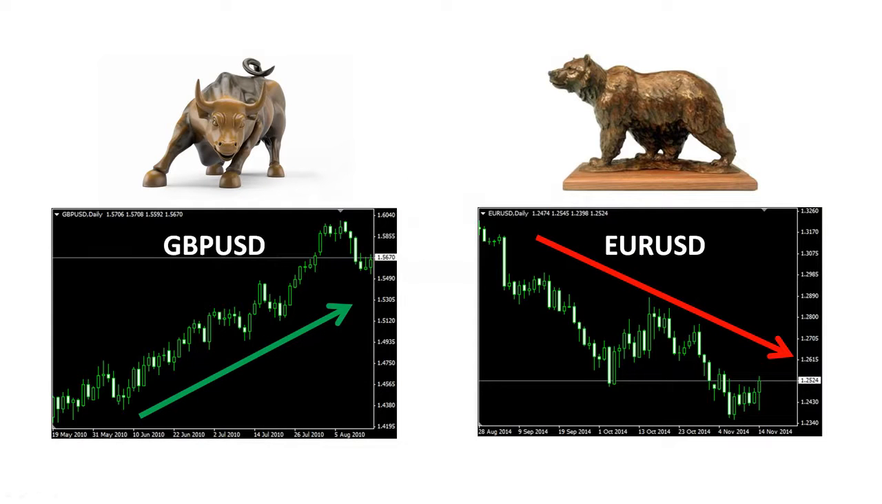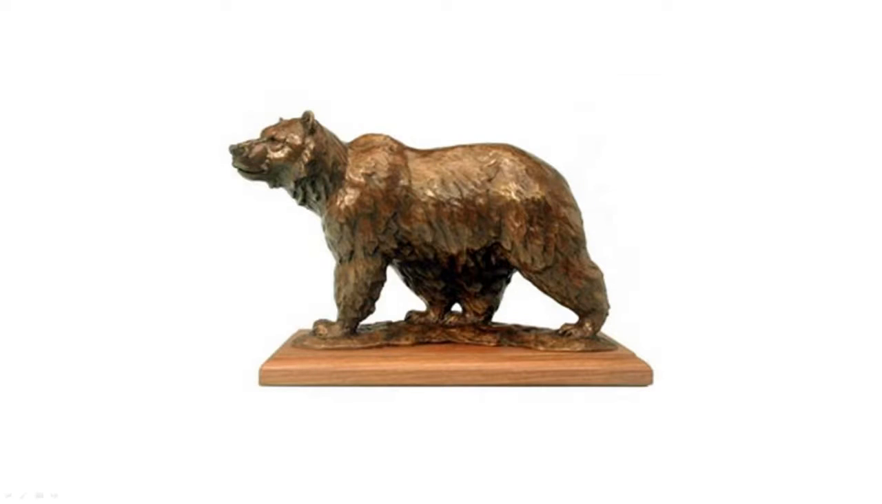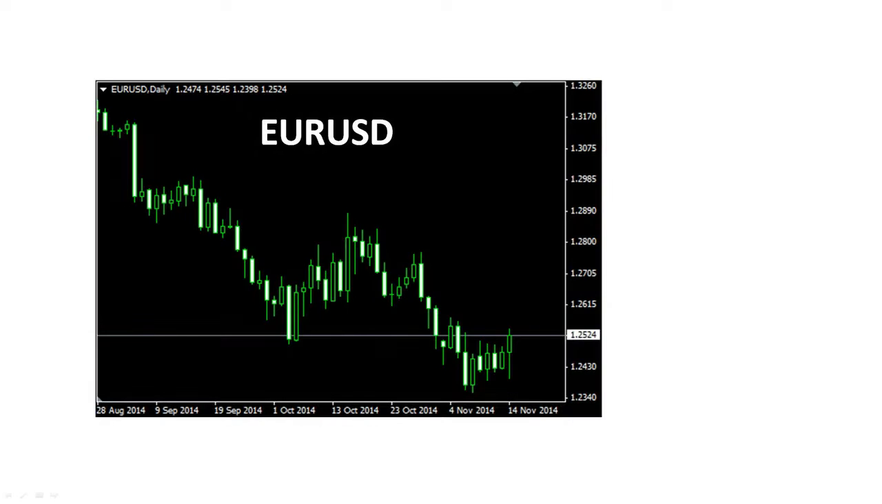As we've already established, there are two types of traders on the Forex market: bulls, traders who invest into the growth of a Forex currency, and bears, who invest into the decline of a Forex currency. So today we're talking about short selling, and that is applicable to bears. Let's look at our Euro US dollar example in more detail. So here's a chart, and how would a bearish type of trader profit from this downward trend?